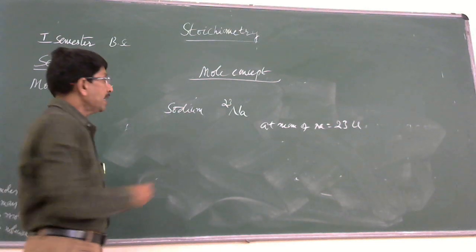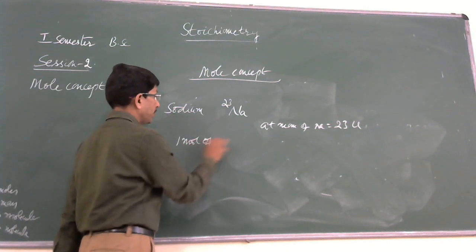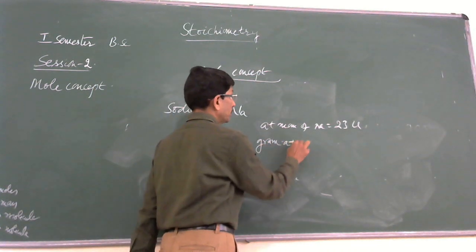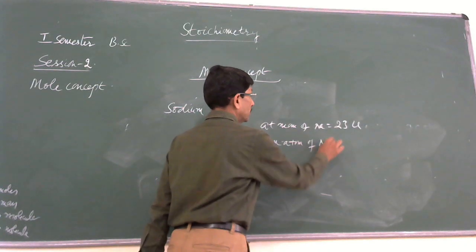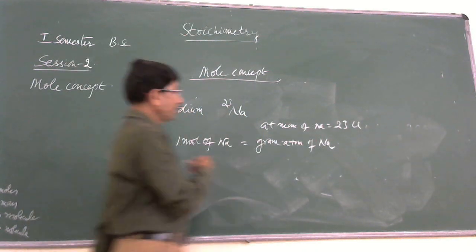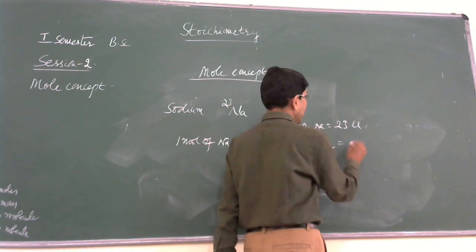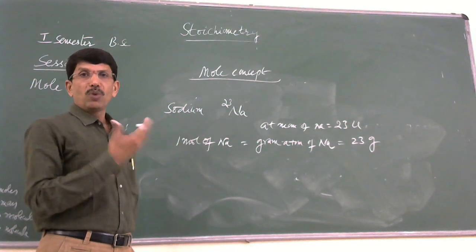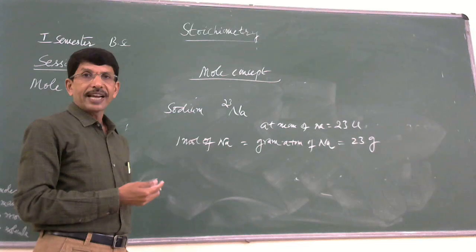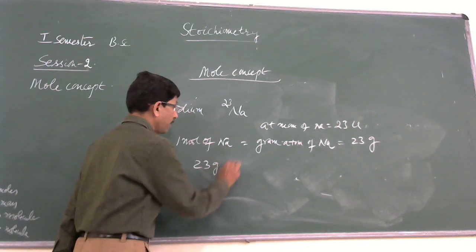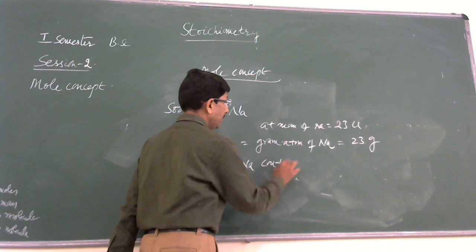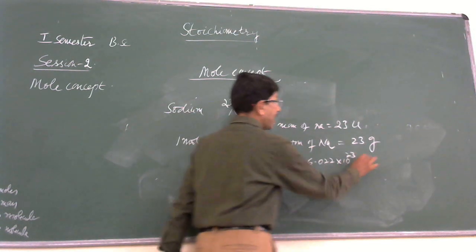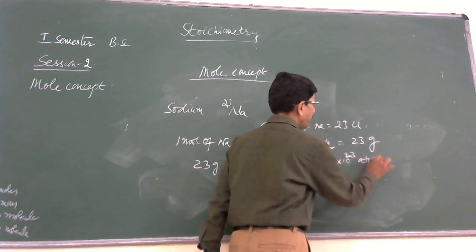Atomic mass units. Now, if I take 1 mole of sodium, which is also called a gram atom of sodium, 1 mole of sodium is equal to 23 grams. So 1 mole of sodium weighs 23 grams. In the sense, 23 grams of sodium contains 6.02 into 10 to the power 23 atoms of sodium.